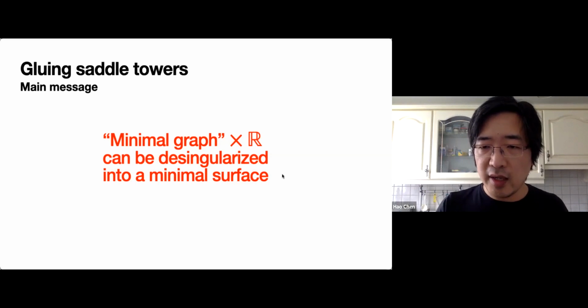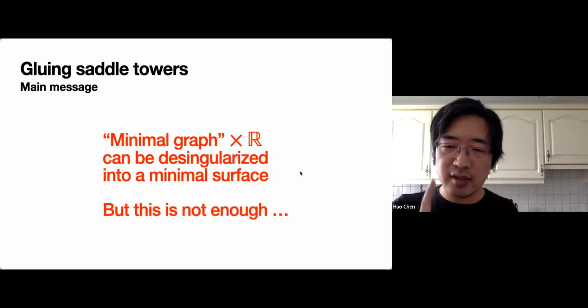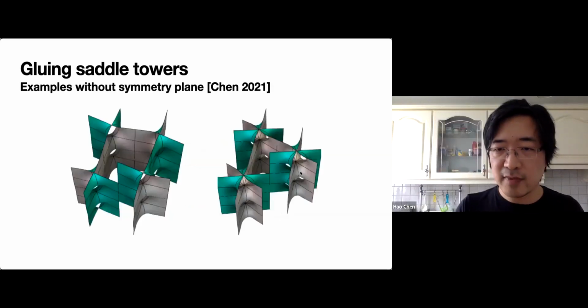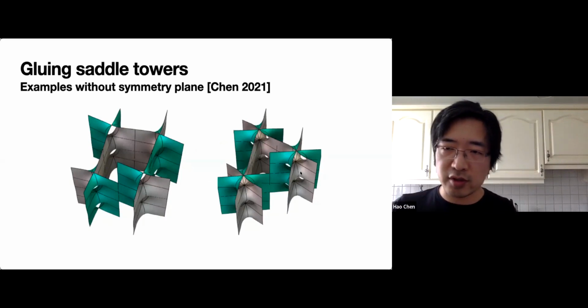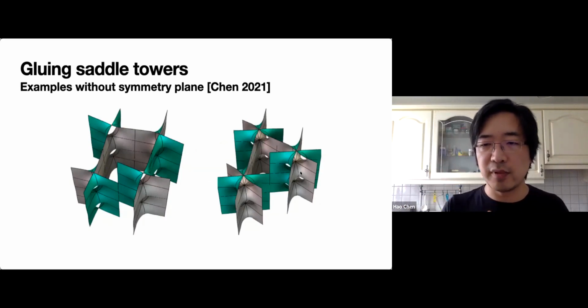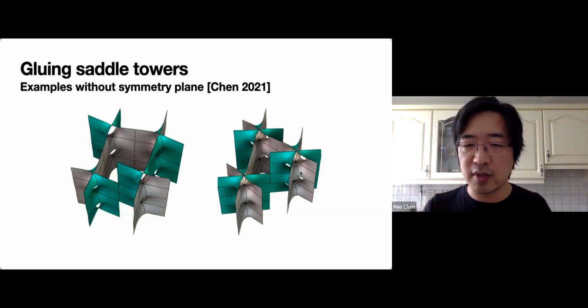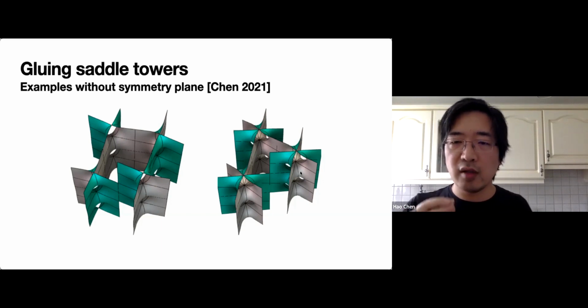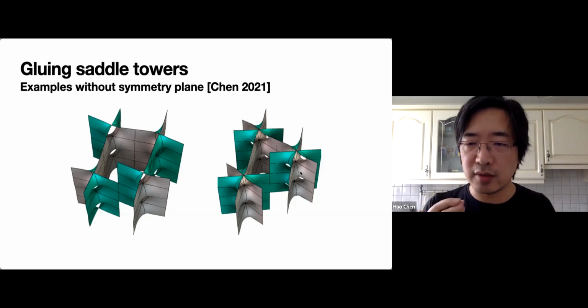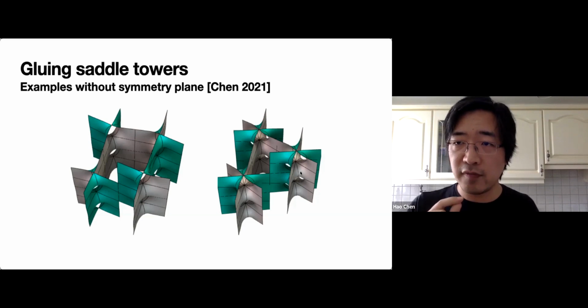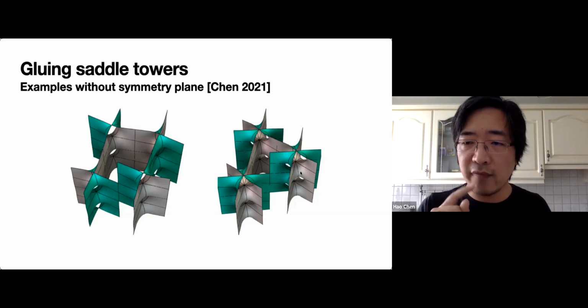But I was not satisfied. I think something is missing, because in all previous constructions, we assumed a horizontal reflection plane. But for periodic minimal surfaces, if you count the parameters with the horizontal symmetry, we have only 3 free parameters. But it is known that the generic periodic minimal surface will have a locally 5-dimensional deformation space.